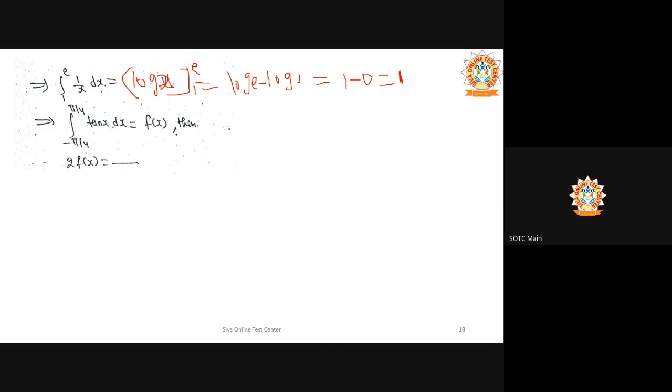Tell me, what is the answer? Then 2 into f of x. Integration of minus pi by 4 to plus pi by 4 tan x dx, that is equal to f of x. Then 2 into f of x.